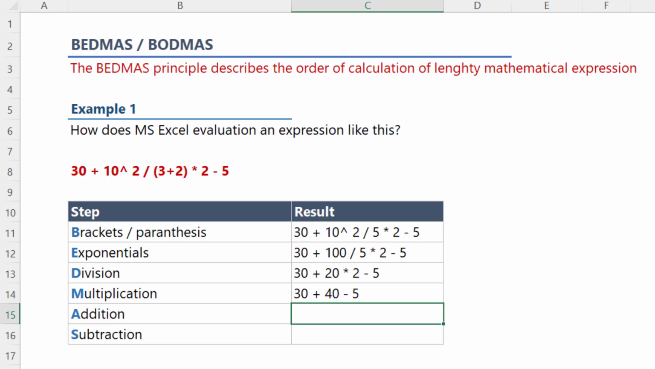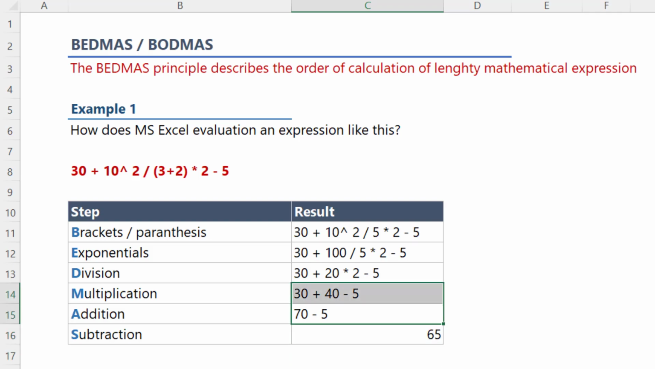After multiplication, addition is going to happen. So that's 30 plus 40, 70 minus 5. The last is subtraction, and we know 70 minus 5 is 65. So this is going to be our answer.